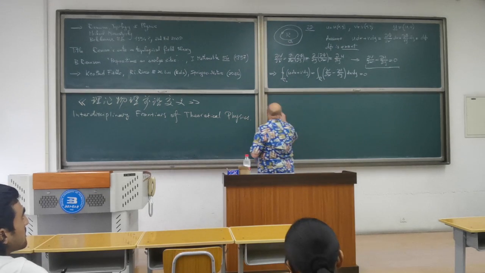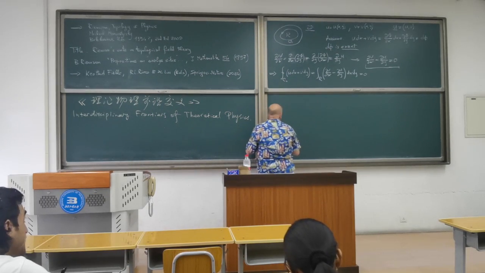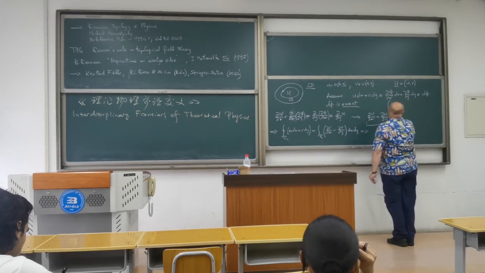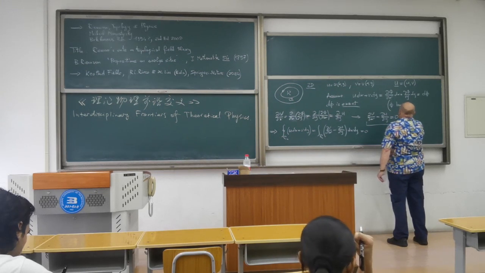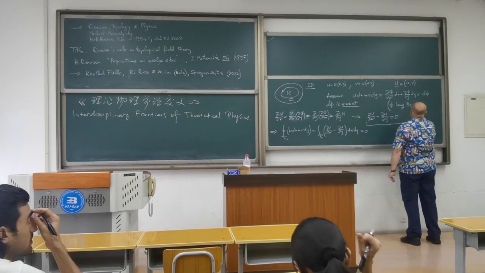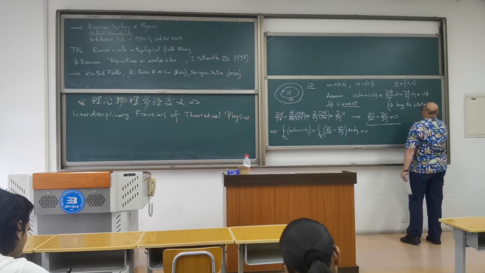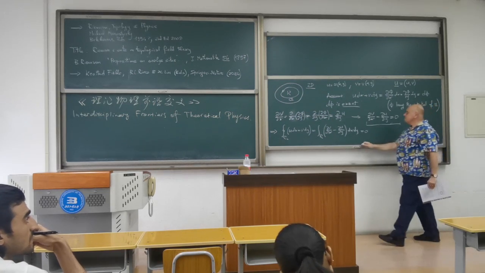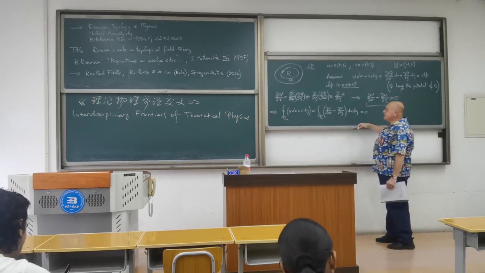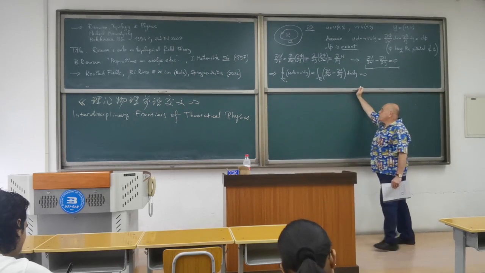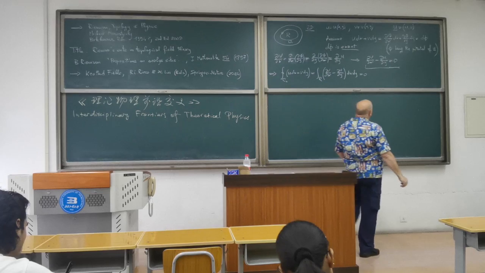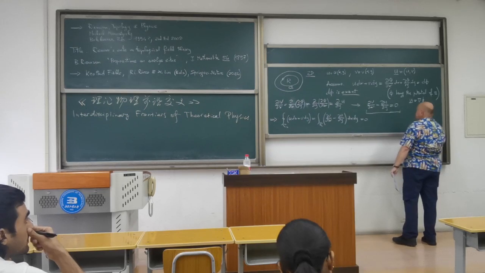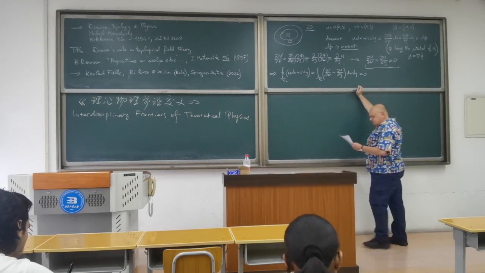Let me rewrite this. By the way, I use phi being the so-called potential of u. The term potential, a scalar field, comes from Helmholtz. So we can express u as the grad of phi, and this is pretty standard.